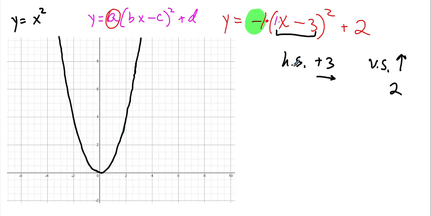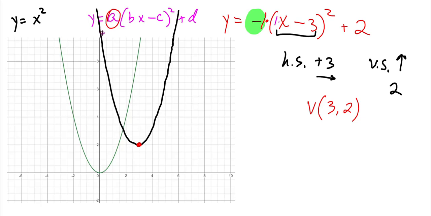Okay, so where is the vertex? Well, we just said from the inside here, the horizontal shift is 3 and the vertical shift is 2, so the vertex is positive 3, comma 2. So I'm going to go there, positive 3, comma 2, it's right here. So my new location is right there. And if I did not have this minus here, if that was just an invisible 1, it would be a straightforward translation, 3 across in the positive x and 2 up in the positive y. Okay, so that would be this part.